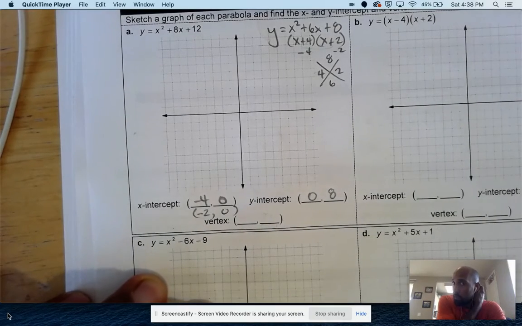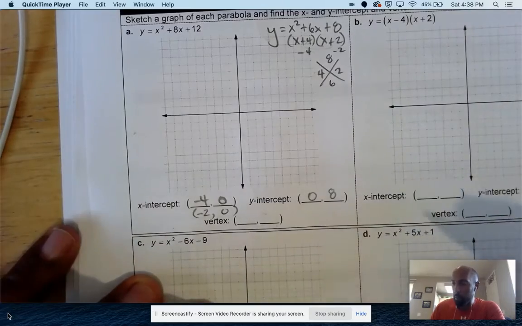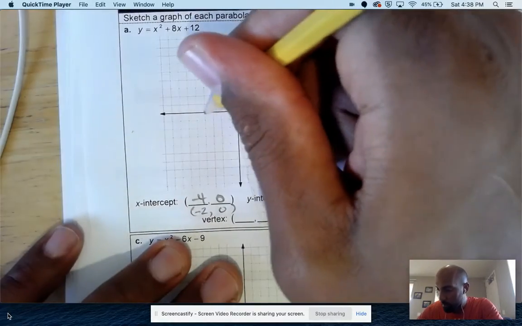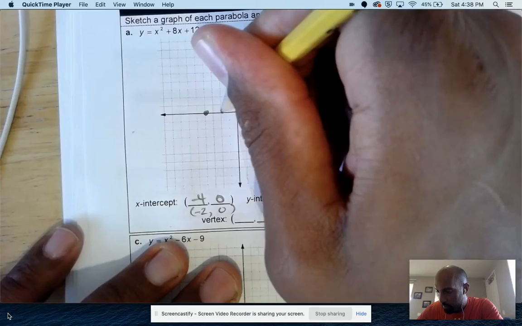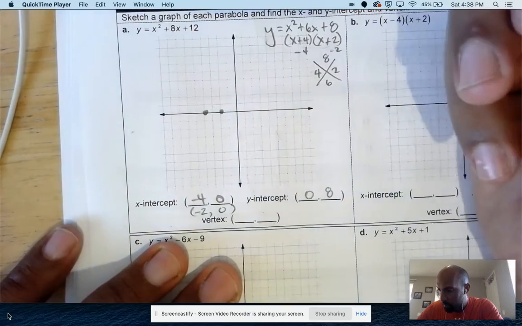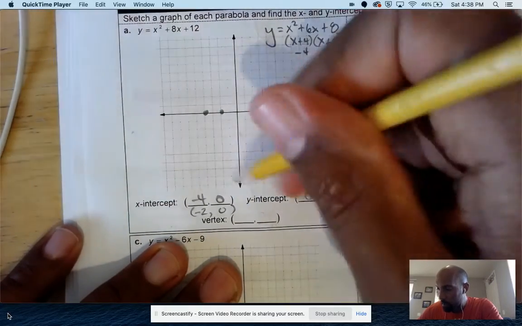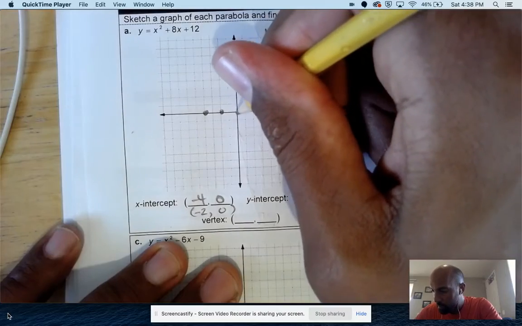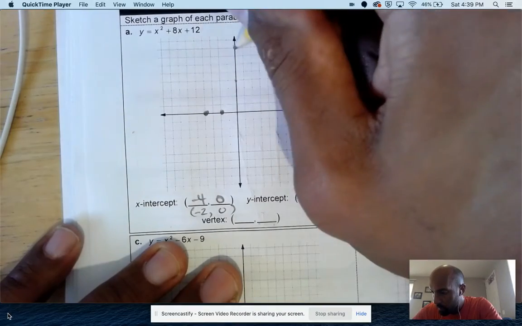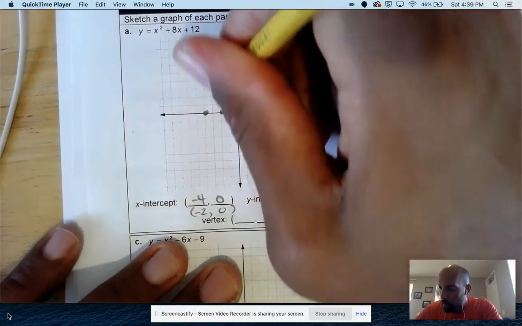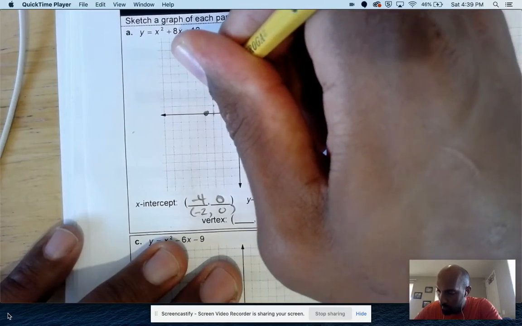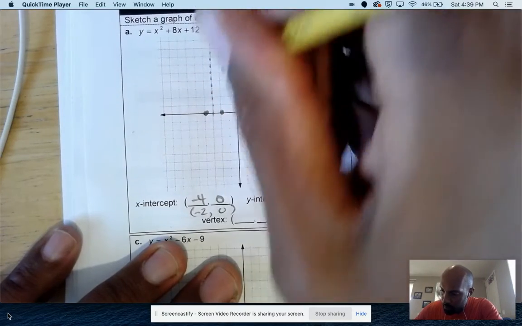Okay, well, I can do this. What I can do is, like I did in the last problem, first let's graph it. So -4, -2. Okay? And then we have 0, 8. Here's the y-intercept.